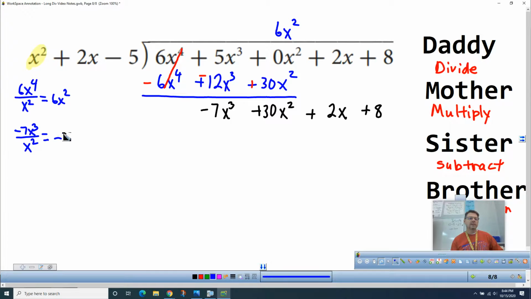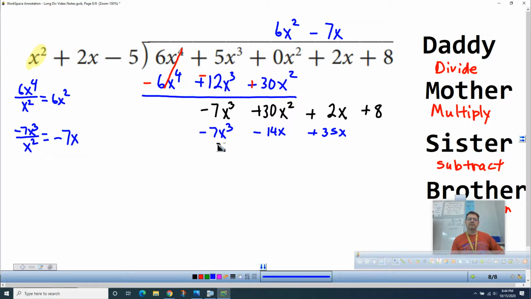So that's negative 7x. So negative 7x here. Now we're ready for some mother multiply. So negative 7x to the third, negative 14x squared. And positive 35x. Ready for sister subtract. So minus negative is plus, minus negative is plus. Plus and negative is just there. So we got some canceling here.